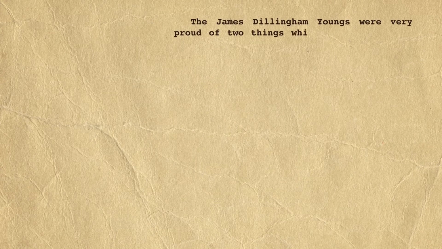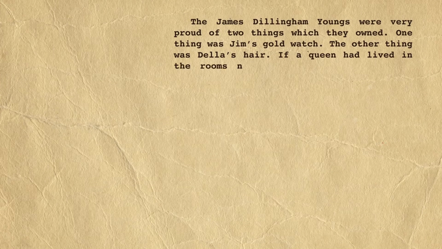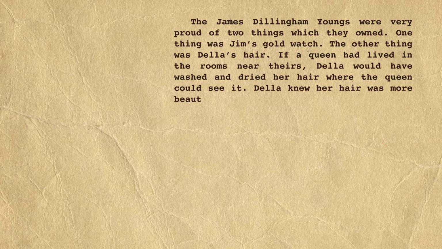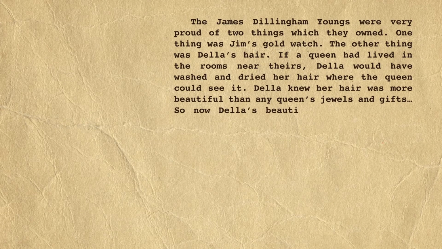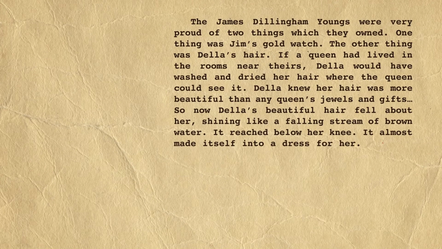The James Dillingham Youngs were very proud of two things which they owned. One thing was Jim's gold watch. The other thing was Della's hair. If a queen had lived in the rooms near theirs, Della would have washed and dried her hair where the queen could see it. Della knew her hair was more beautiful than any queen's jewels and gifts. So now Della's beautiful hair fell about her, shining like a falling stream of brown water. It reached below her knees. It almost made itself into a dress for her.